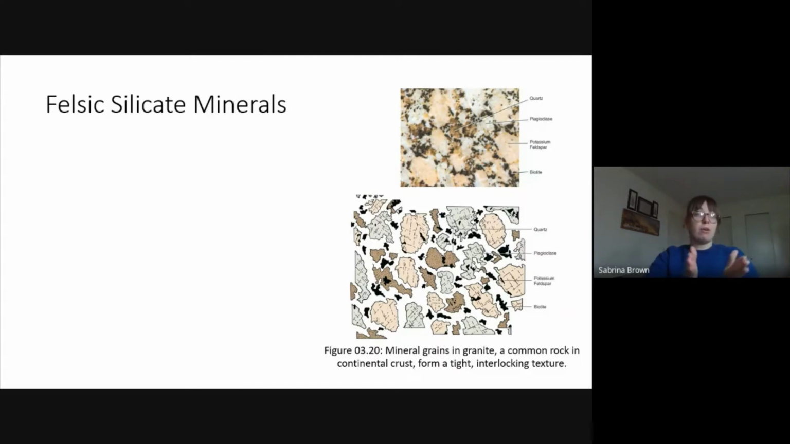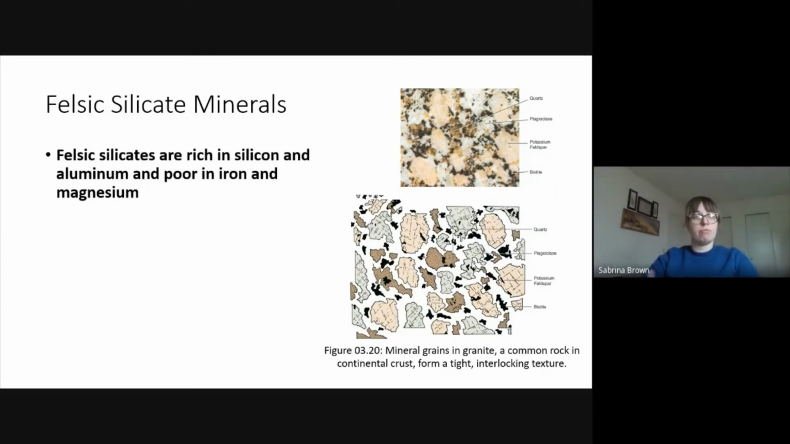environments. Now let's talk about composition. So with our magmas and our molten materials, we have two main compositions, two main chemistries of our magmas. The first one is called felsic. Our felsic silicate magmas have a lot of silicon, which is silicon oxygen, and they have a lot of aluminum. They have lesser amounts of iron and magnesium. So the important thing to know about felsic silicate minerals is that they have a lot of silicon and aluminum.